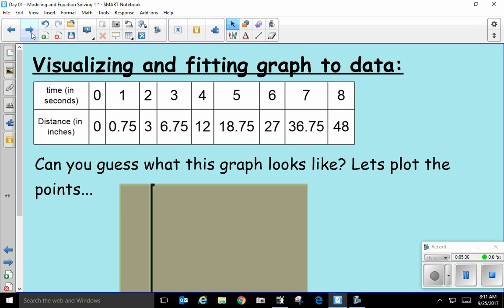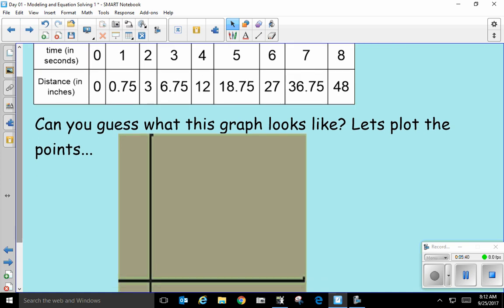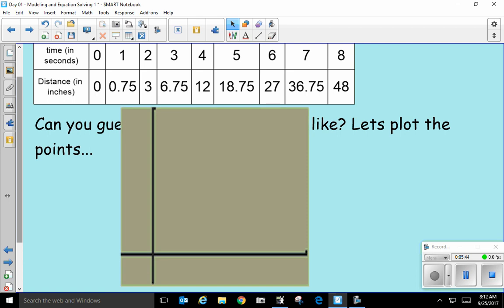So first of all, let's see if we can guess what this graph might look like. Let's plot these points. Time is almost always our x value, so distance will be our y. This is our x-axis. This is our y. We know that time has to go to 8 seconds, right? So let's do this the easy way. Let's cut that in half. We know 0 is at the origin.